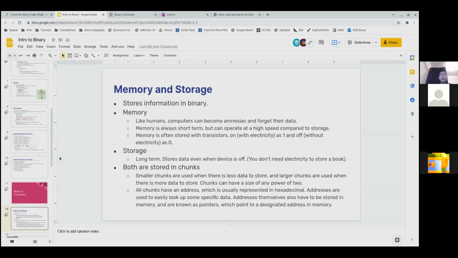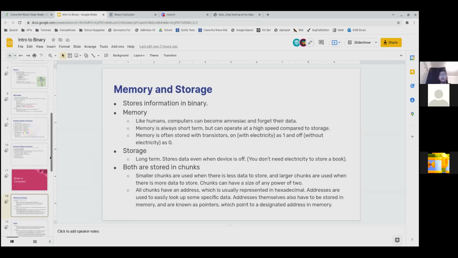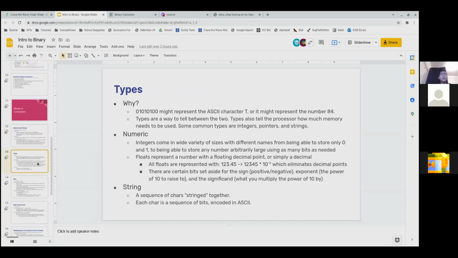Both of these are stored in chunks. A chunk can be any power of two in size, and larger chunks are used when there's more data to store. For example, you only need a very small chunk to store a single number. We need a large chunk to store the output of the screen, for example. And then there's many types.